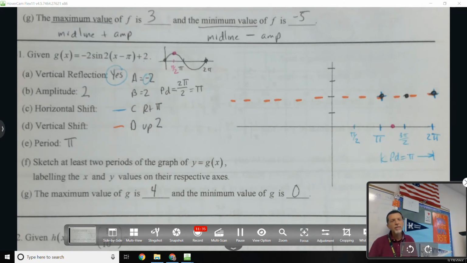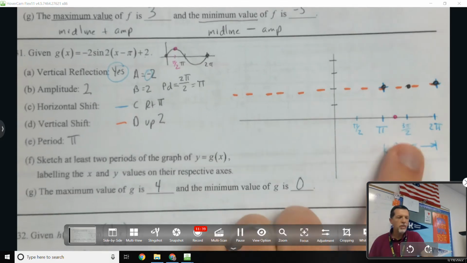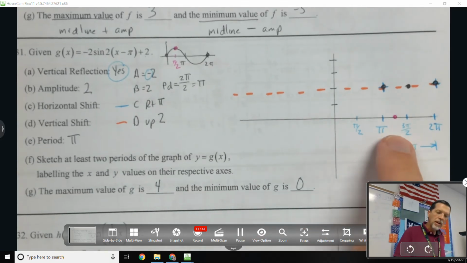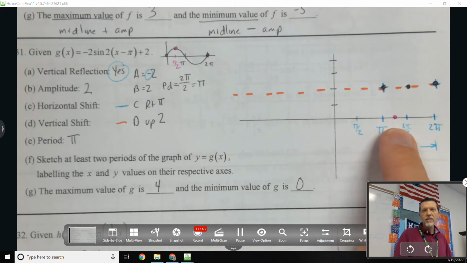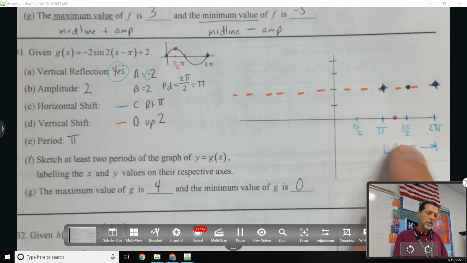Do you have to write the 3 pi over 2 and 5 over 2? You don't. As long as everything is nice and neat, you'd be okay without that. In fact, I'm definitely not going to write this one, although I could figure it out. Halfway between pi and 3 pi over 2, I'm really thinking about the unit circle. That'd be 5 pi over 4.